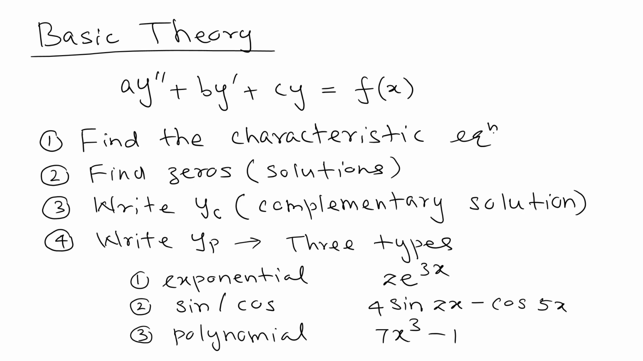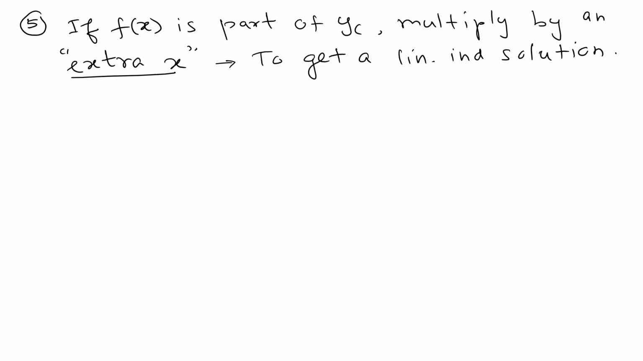There's also a very special case. Sometimes f(x) is also a part of YC. You can see some YC terms can appear in f(x). If that is the case, things can be a little bit difficult. In this case, you have to multiply by an extra x, where we assume x is the independent variable. We multiply by an extra x term just to get a linearly independent term.